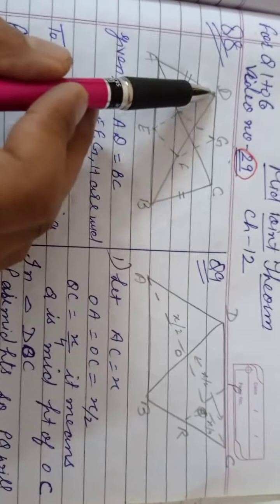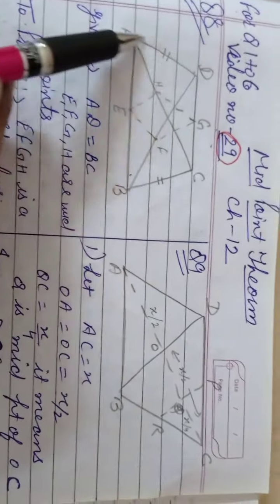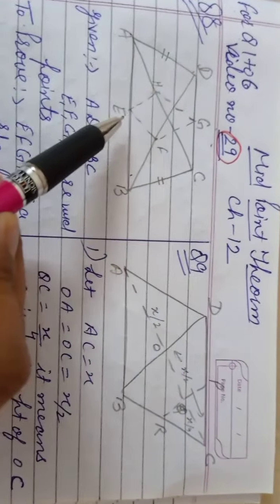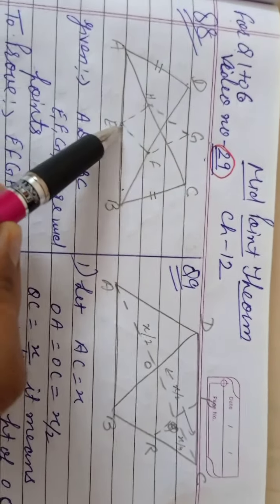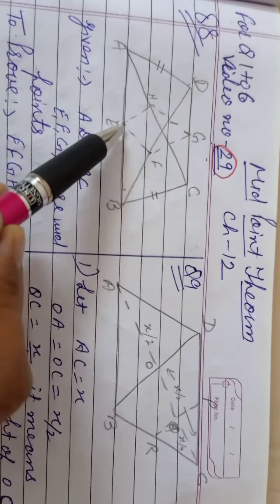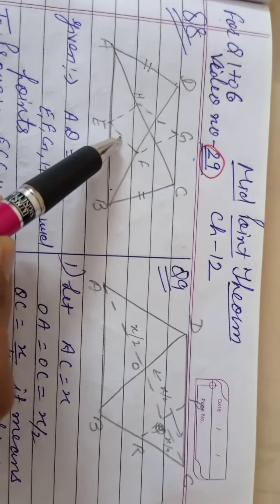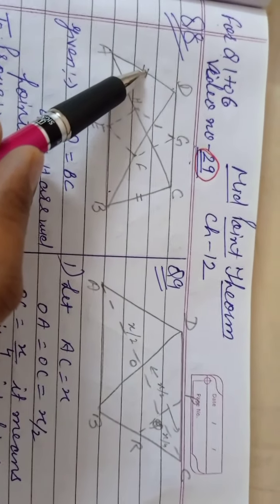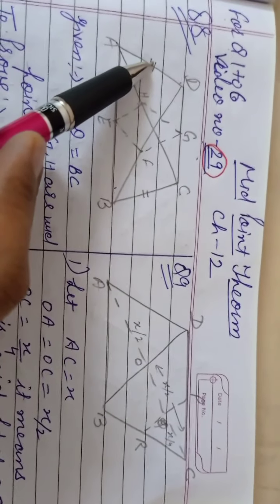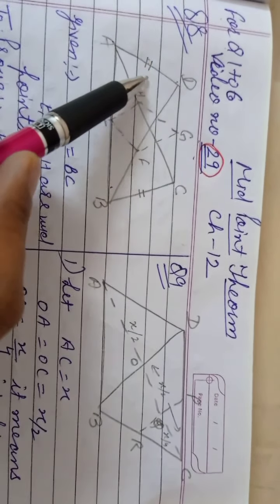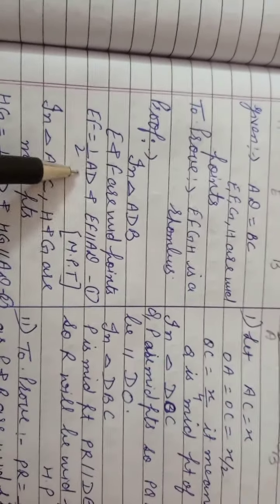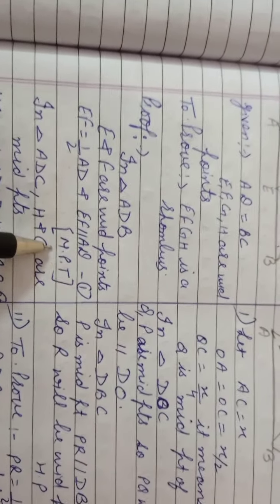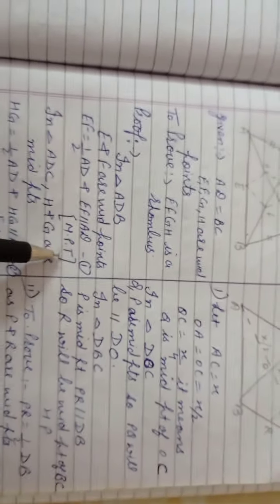In triangle ADB, I have taken this triangle ADB. In this triangle, E and F both are midpoints. You know that if E and F are midpoints, the segment will be half of AD as well as parallel to AD. This is the midpoint theorem. So E and F are the midpoints, so EF will be half of AD and EF is parallel to AD by MPT. MPT means midpoint theorem.